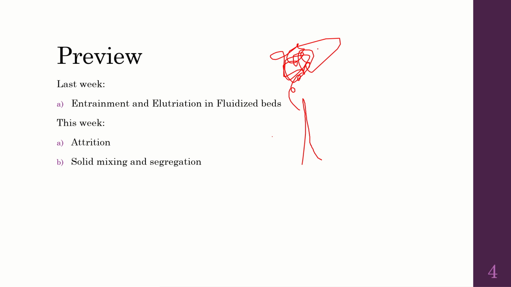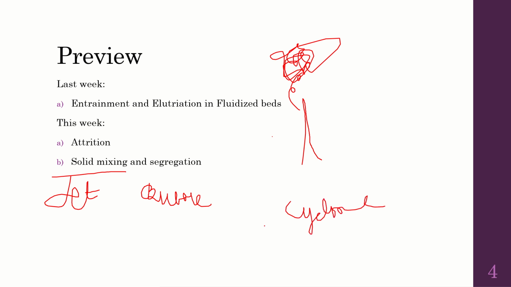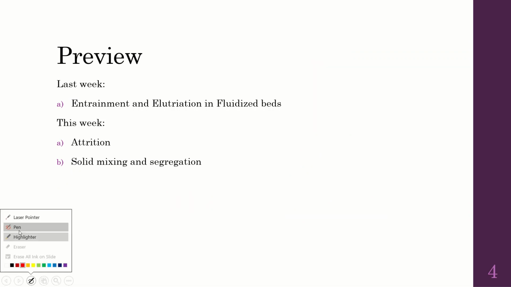Finally it was about the attrition models. In attrition models we have three models. This again comes in the form of a question also, but just to give you an introduction, we have three models. The first one is the jet induced attrition model, the next one is the bubble induced attrition model, and the cyclone driven attrition model. And then it was about the breakage model inside the fluidized bed, and the breakage rate, everything was studied.